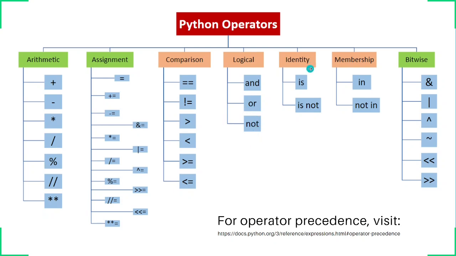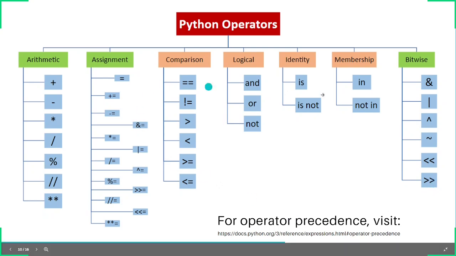Moving on to identity. Okay, we will also do some examples here. Membership, in or not in, is used to check whether some data is part of a bigger collection or not. Like if I have a string, and I want to check if there is a character L in that string or not, then we will most likely use in or not in. Bitwise operators are also there, but we will not cover those in our tutorial. So these are all the operators that are there.